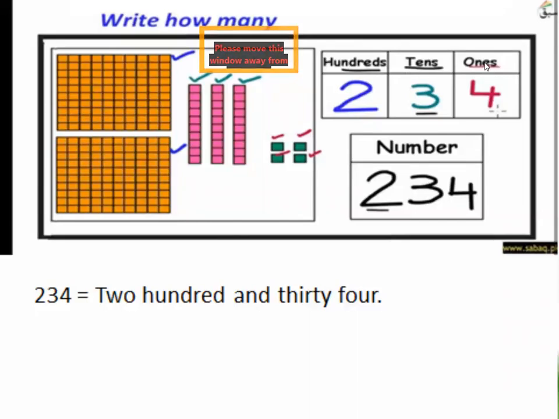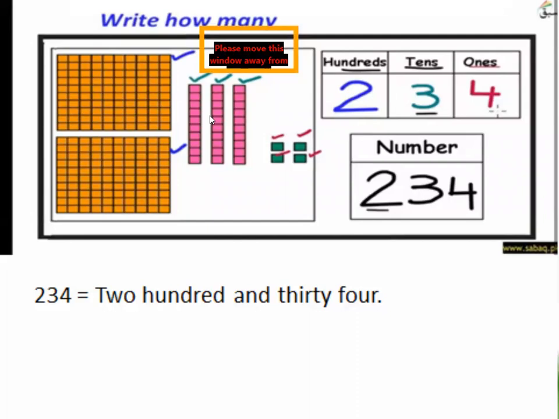There are 3 columns: hundred column, tens column, and ones column. Because these are three-digit numbers, and we write three-digit numbers in the hundred, tens, and ones columns. So there are only 4 ones blocks. So we write 4 in the ones column.